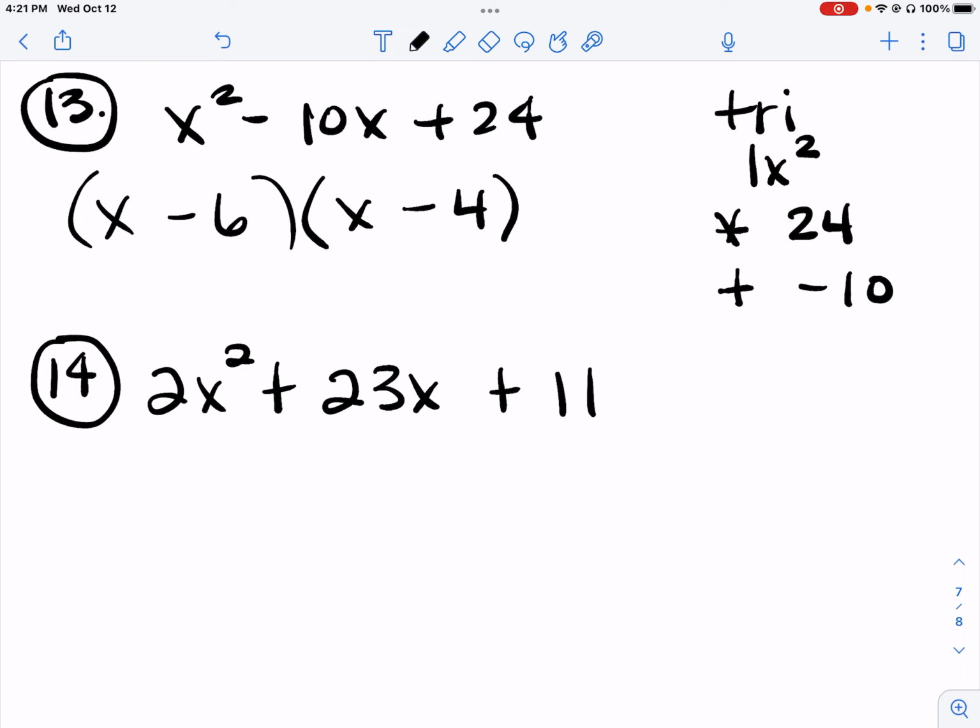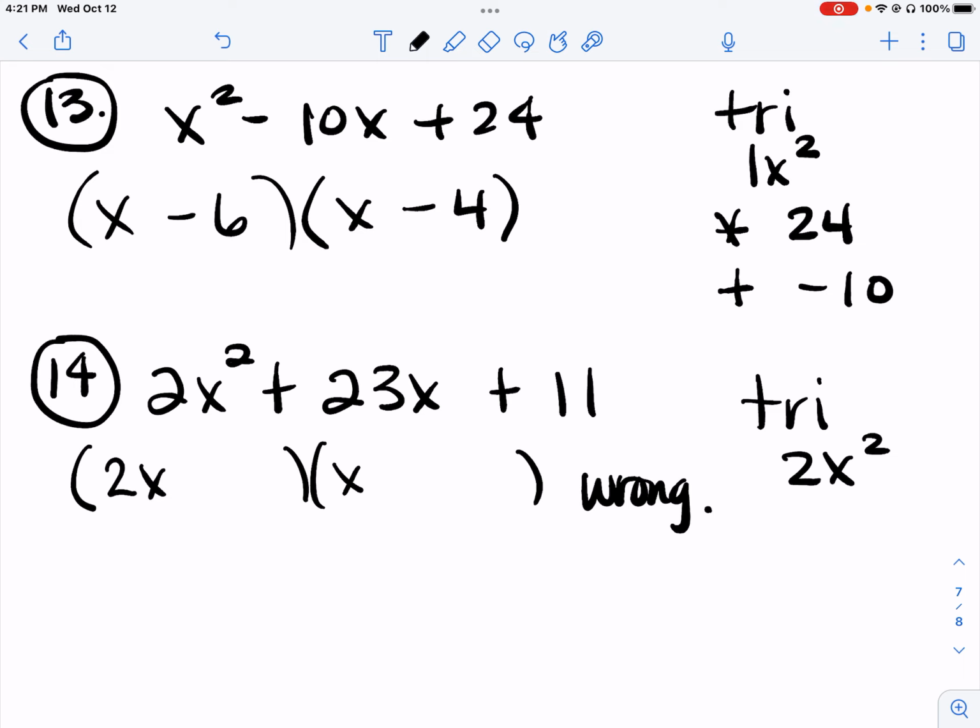Now, number 14 is different. It's a trinomial, but it does not have an understood one. So I'm going to work this two ways. One way is to use trial and error. That 2x squared has to be 2x times x. Now, I'm going to put the wrong answer.